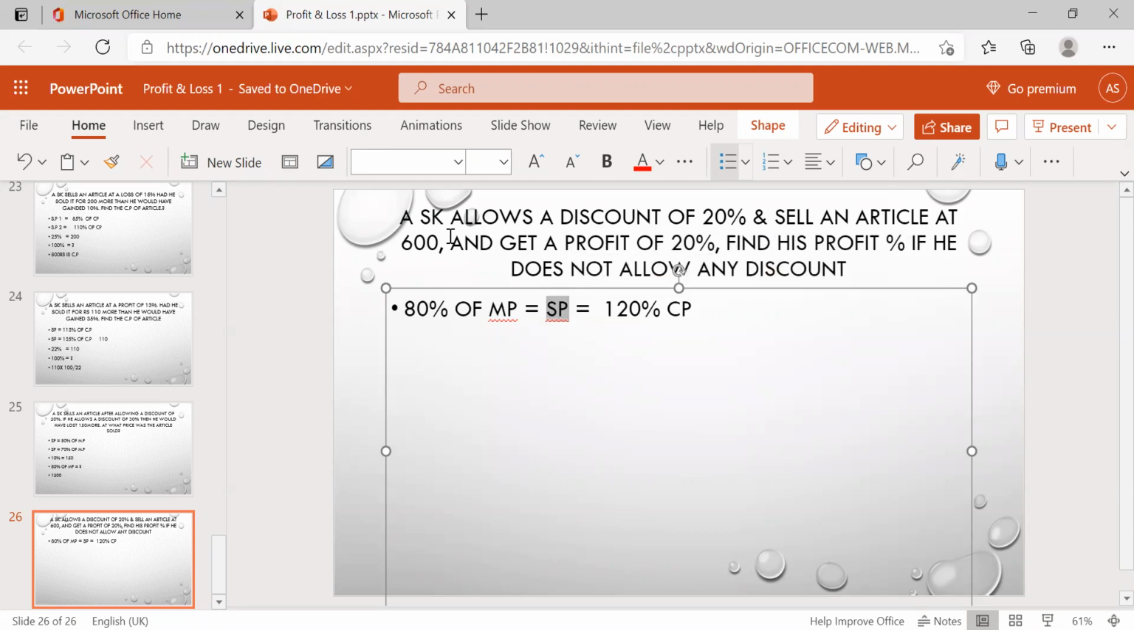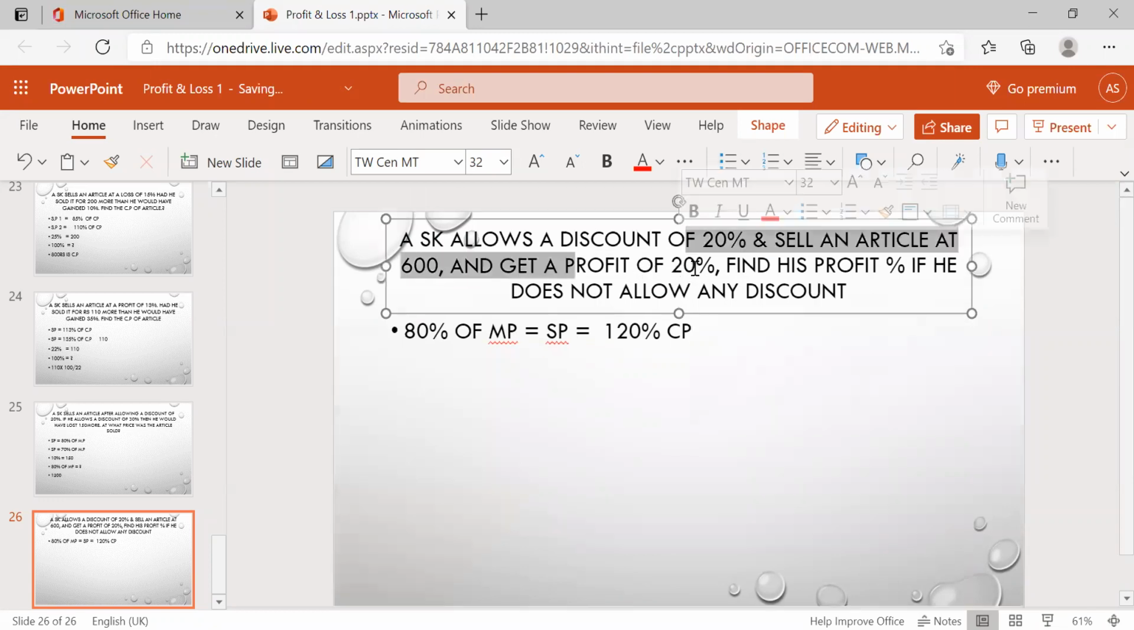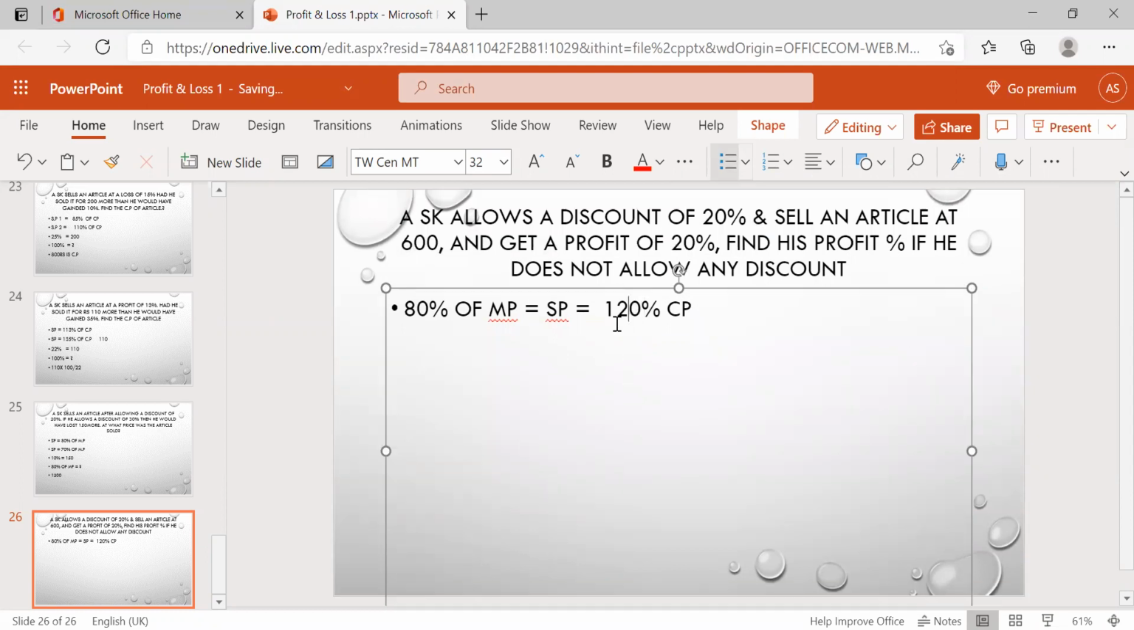They've given the selling price as 600, and that is nothing but 120% of CP. Why 120% of CP? After selling at 600 rupees, he'll get a profit of 20%, right? So he'll get 20% profit. That means this 600 equals 120% of cost price.